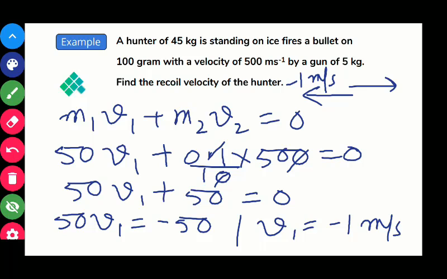I hope you guys have understood the concept. If you have any doubt, you guys can reply to me in the group. Now we are proceeding with the next numerical, and don't forget to pause the video and write down the derivation, okay, and understand it very carefully.